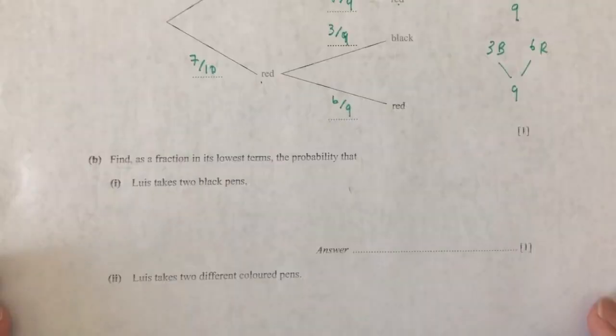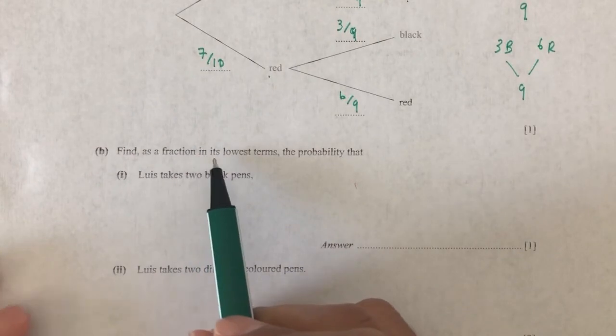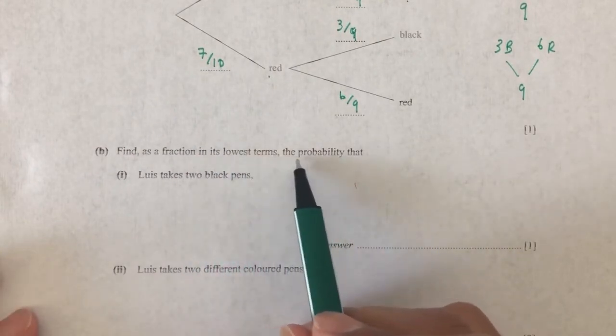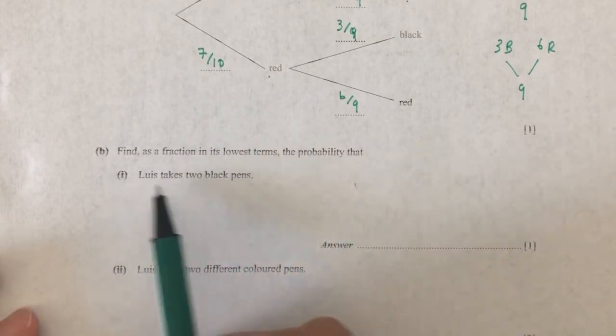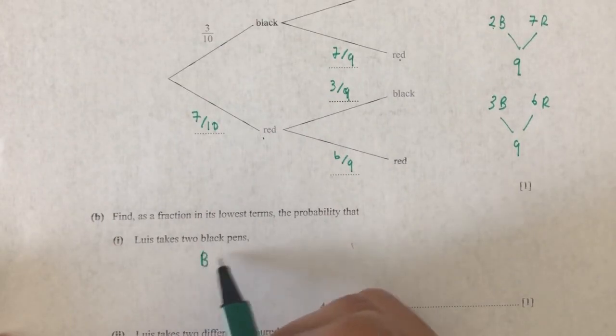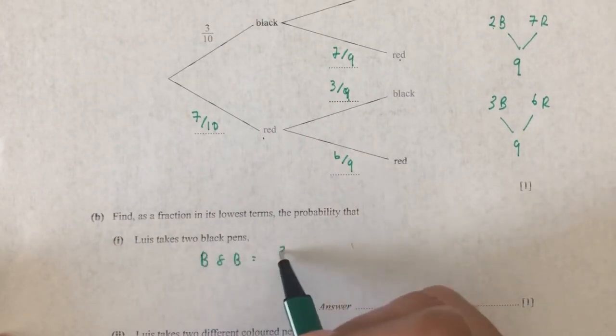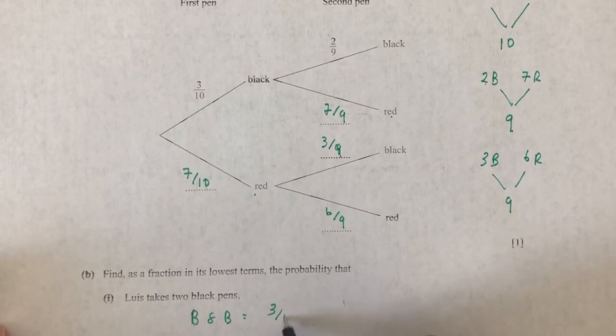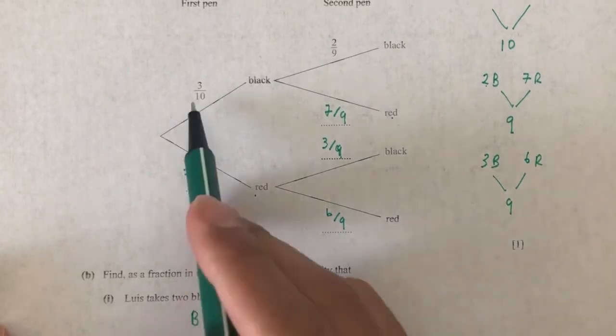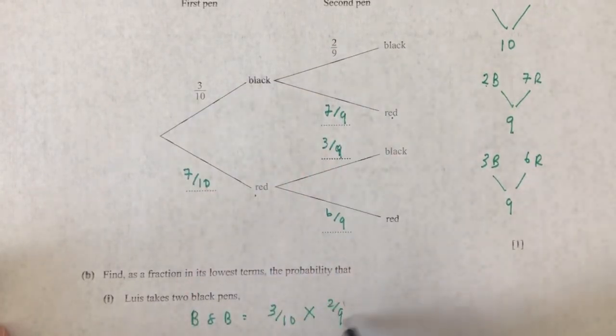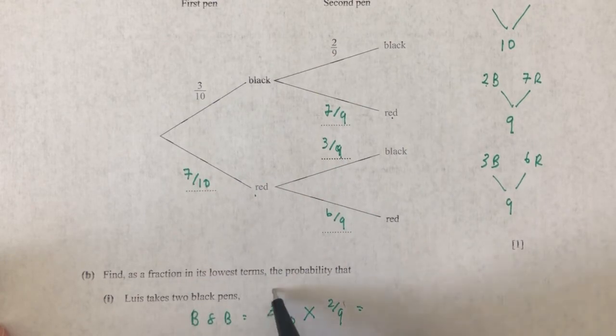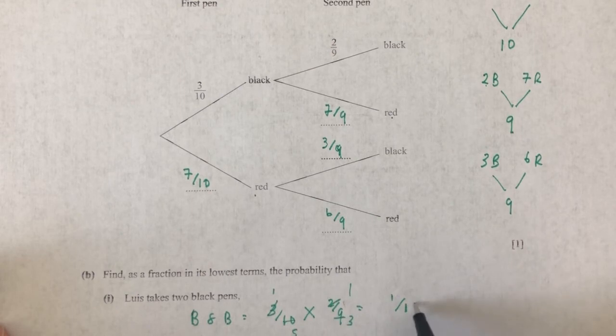So now part B. Find as a fraction in its lowest terms the probability that, part A, Luis takes 2 black pens. So it will be black and black. It will be 3 over 10 times, which is, and then black will be 2 over 9. So 1 will be 3, 2, 5. So 1 over 15 will be the answer in its lowest form.